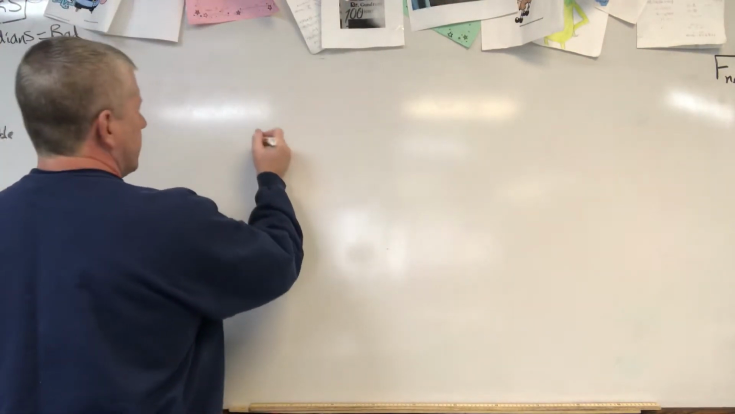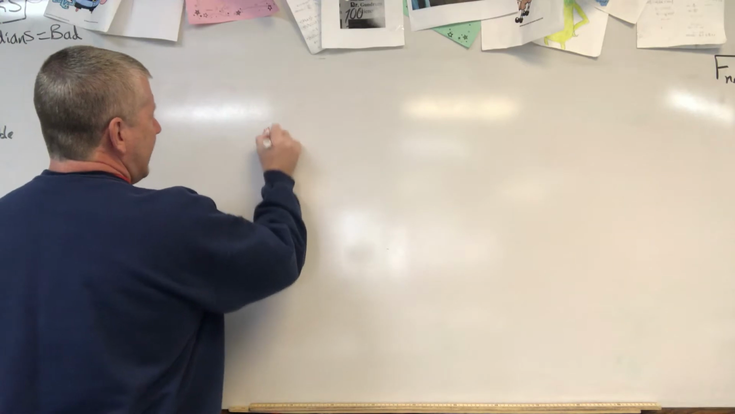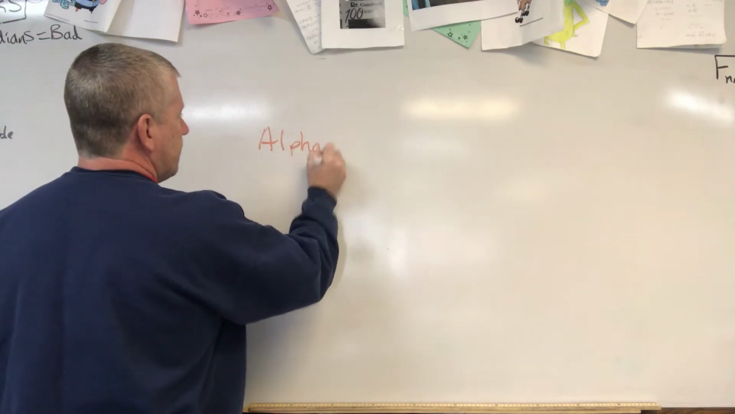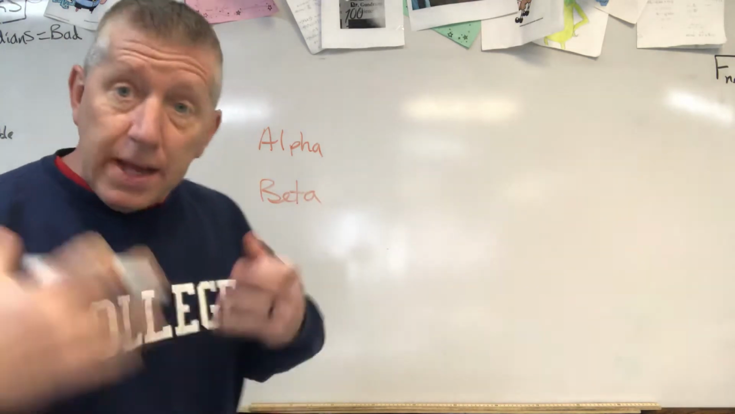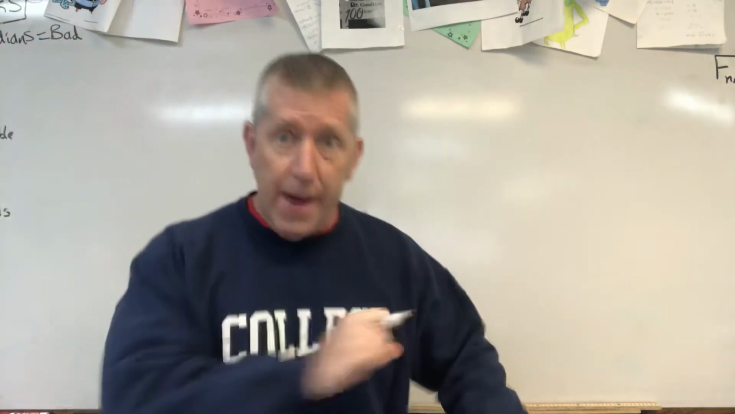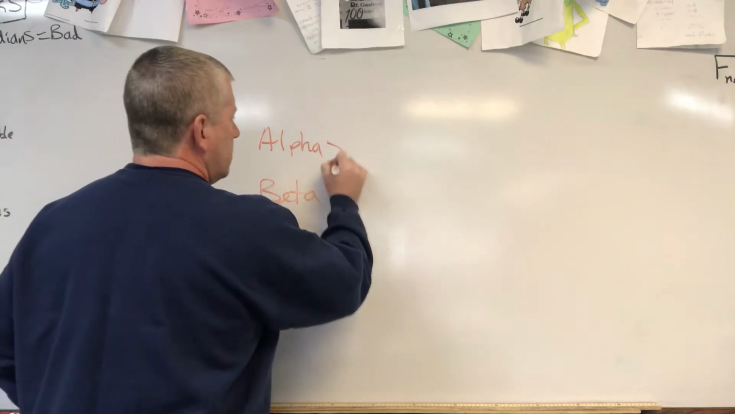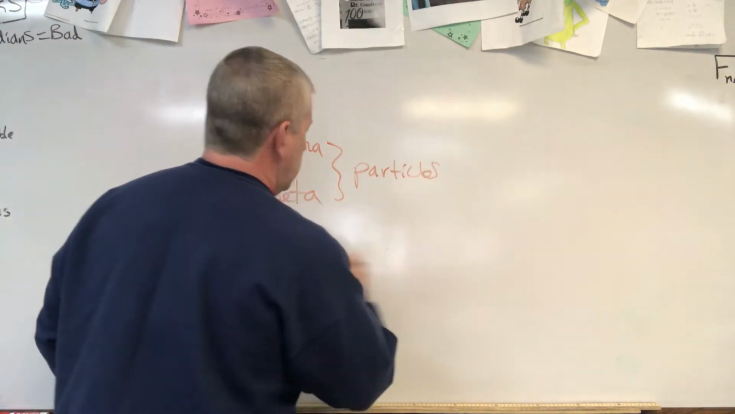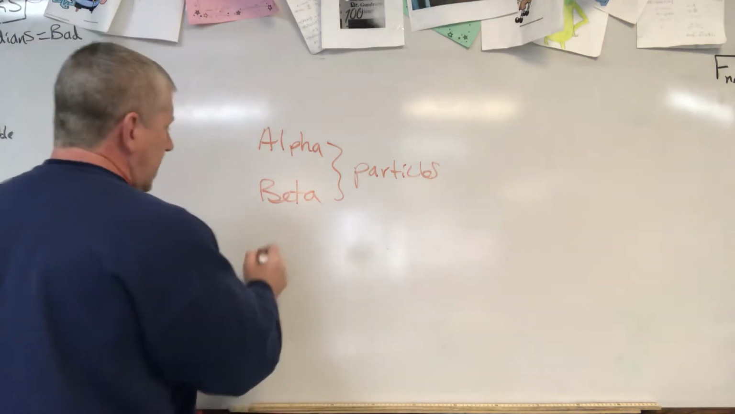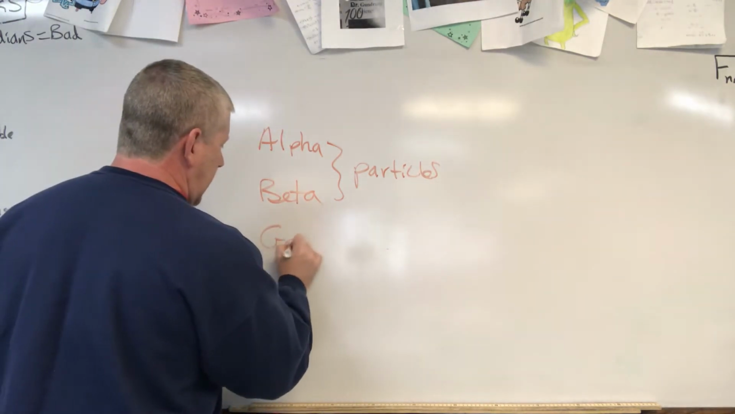You've got your two particles, and they're called alpha and beta particles. These are two kinds of radiation given off by something which is radioactive. And these two are particles. They have mass. All right, particles, they have mass. The third kind of radiation is a form of light called gamma.